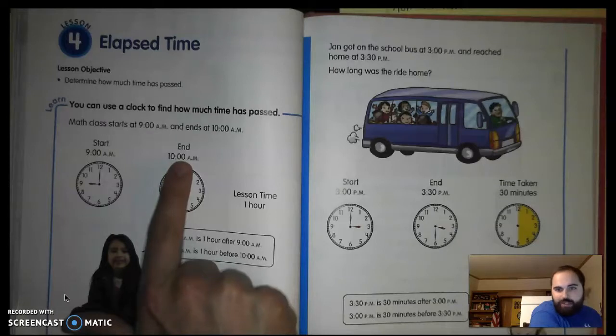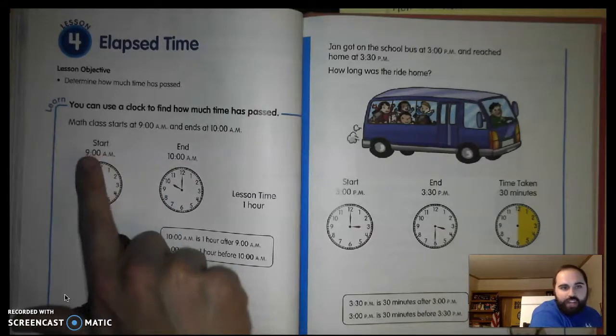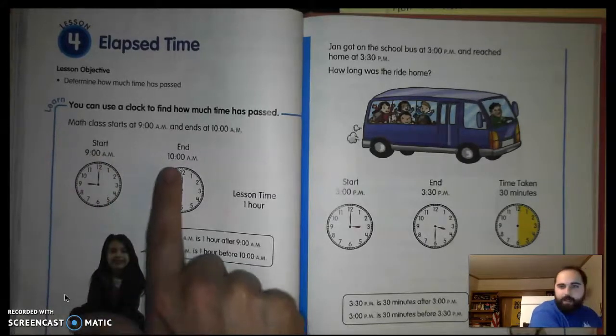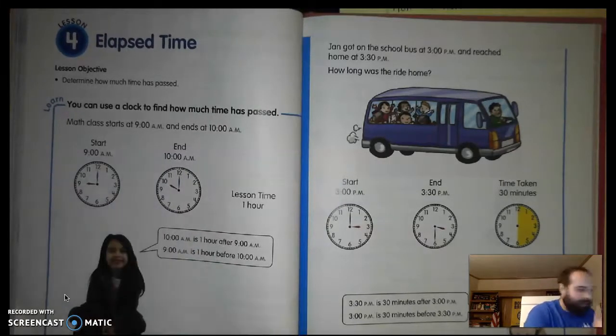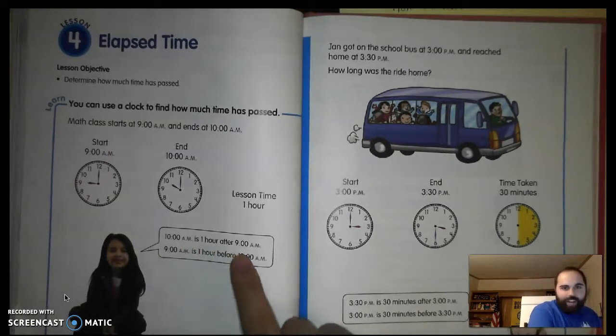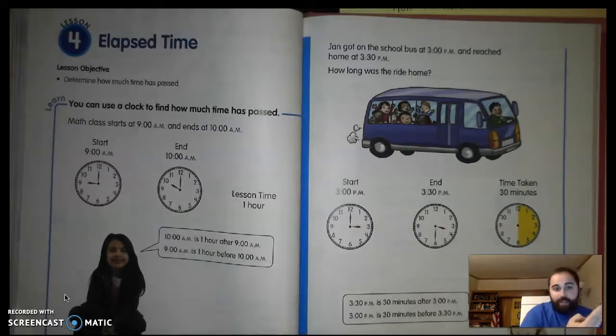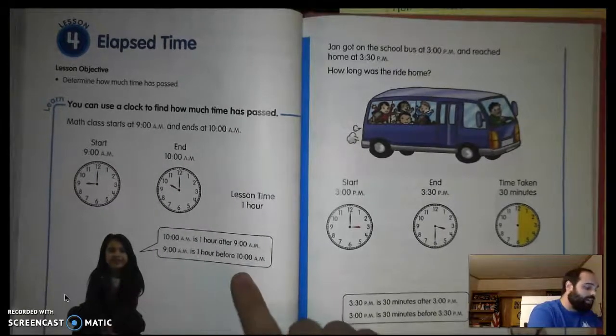Do any of the minutes change? From 0 to 0? Nope. Looks like our hour does change between 9 and 10, but by how much? So it is 1 hour. That's how much the lesson time was. 10 a.m. is 1 hour after 9 o'clock a.m. Or you can flip it and use, instead of the word after, before, and flip the times. 9 o'clock a.m. is 1 hour before 10 o'clock a.m.